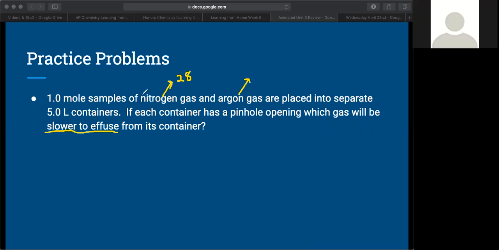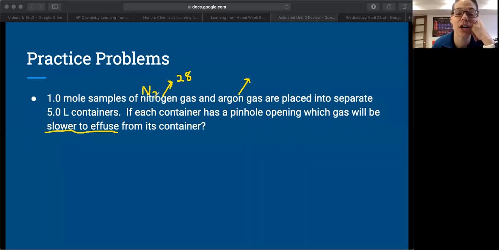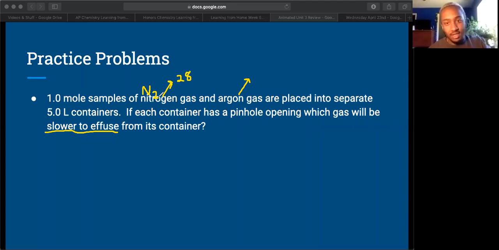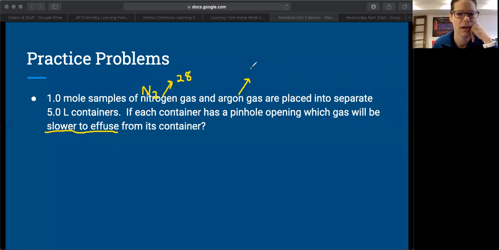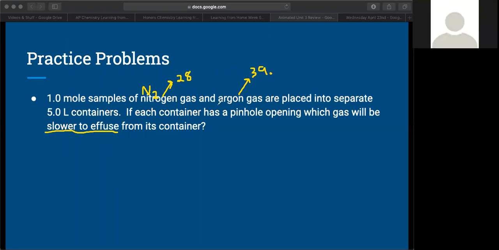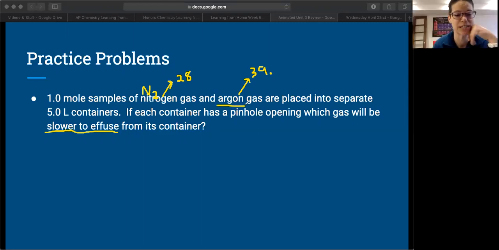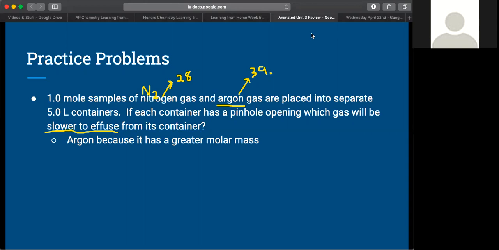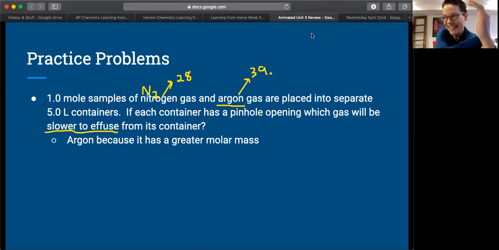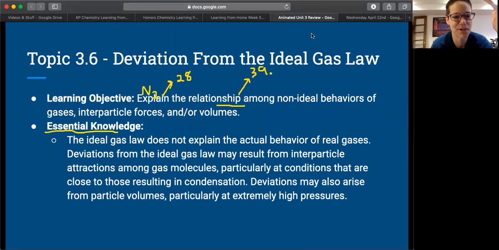And what is argon? Is it Ar2 or is it Ar? Oh, it's just Ar, just one. 39.9. Okay. So it's 39 point something. So which one is bigger? Argon. Okay, so which one is going to be slower to effuse? Argon. All right. So again, remember, it's not hard. You just have to remember to go through the things.